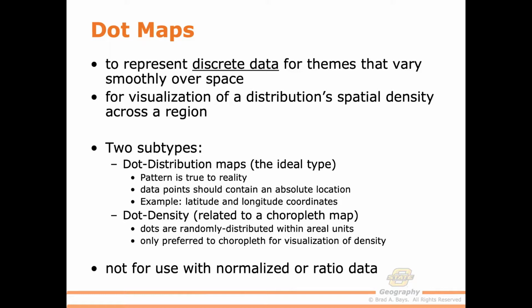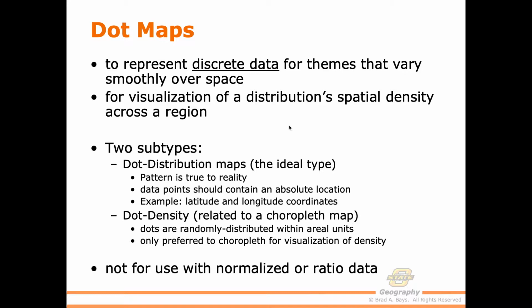They can be used for discrete data, but they can also be used to map normalized data. The two types of data we're talking about today. Discrete data, that's individual observations, or normalized data in the sense of a ratio or a percentage. Dot maps are pretty flexible.